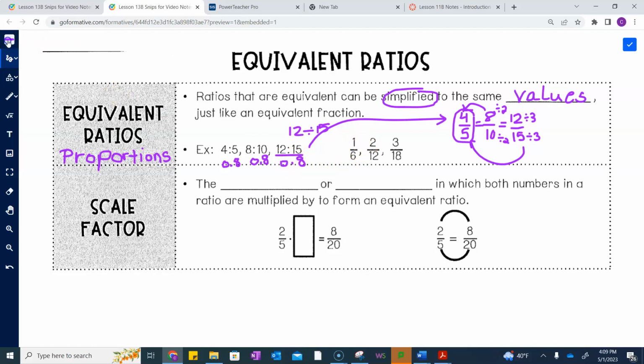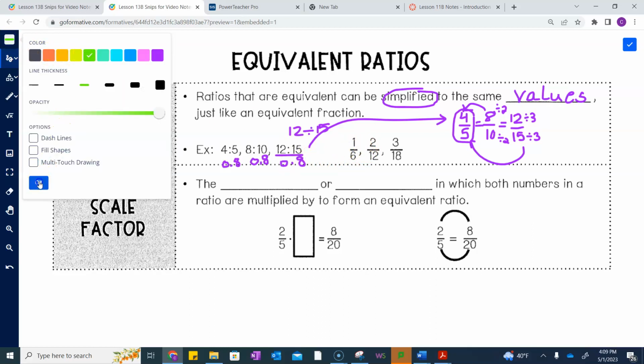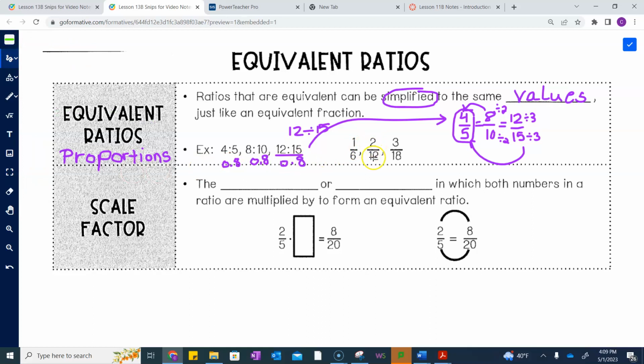Here's another example: 1/6, 2/12, and 3/18. 1/6 is in simplest form. We can divide 2 and 12 by their common factor of 2 to put it into lowest terms, and you will get 1/6. 3/18 has a common factor of 3, so when we simplify it into lowest terms, we also get 1/6.